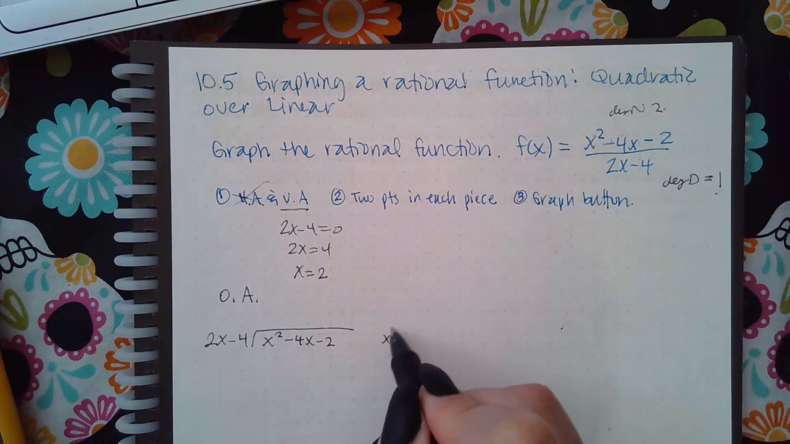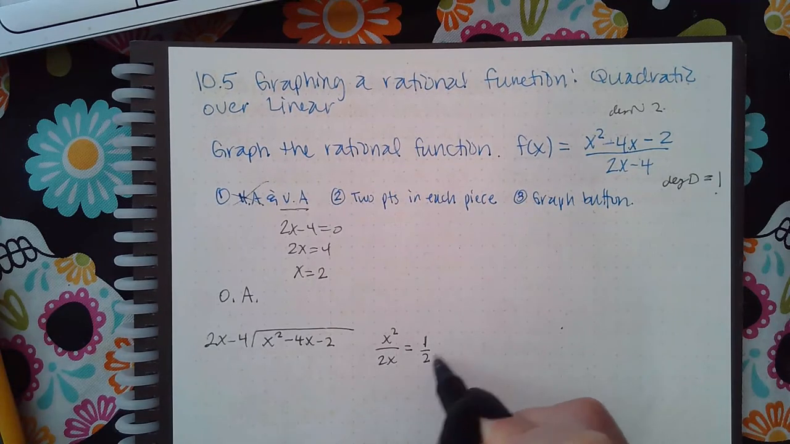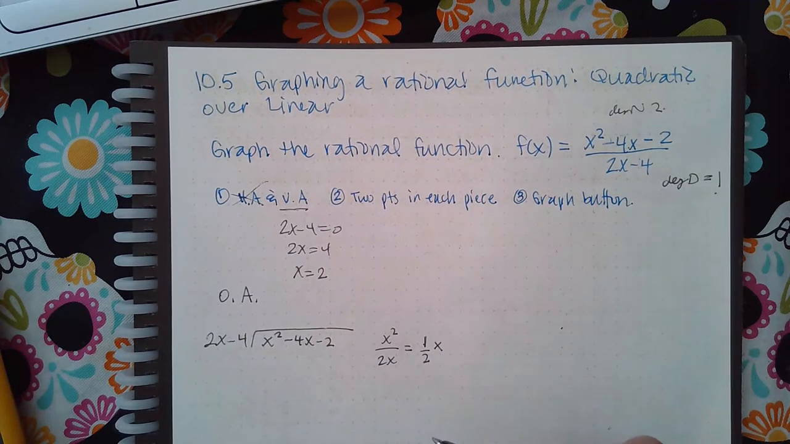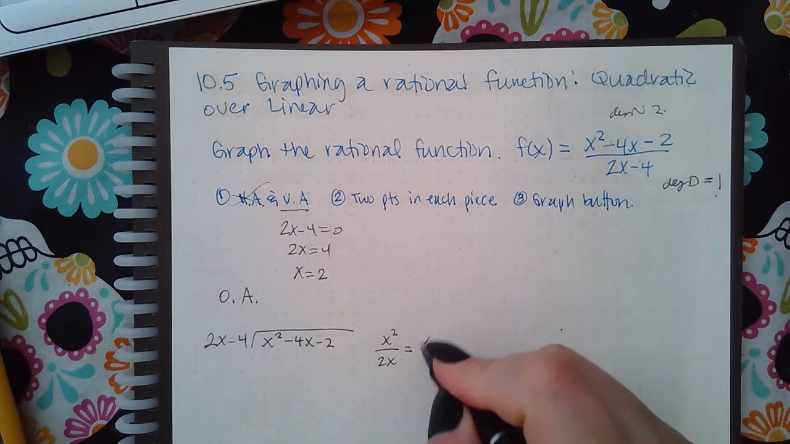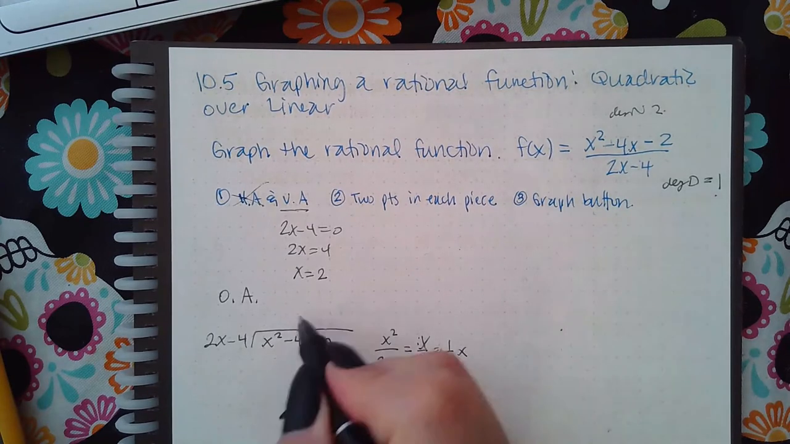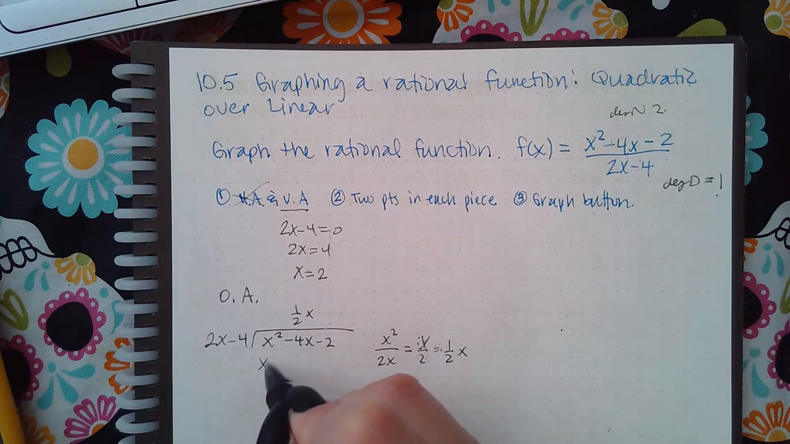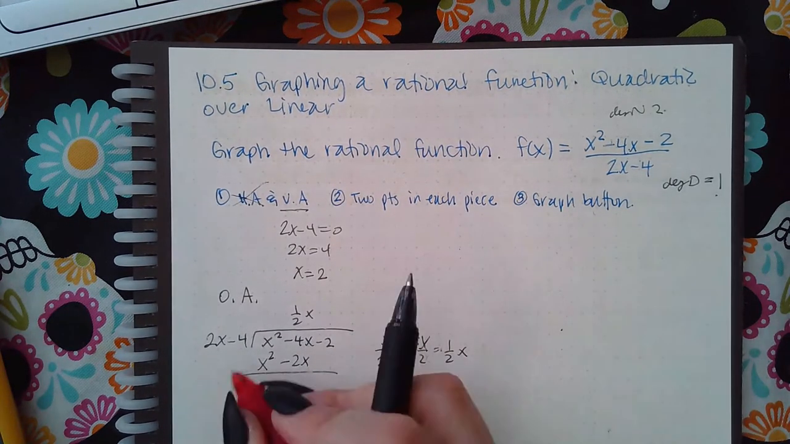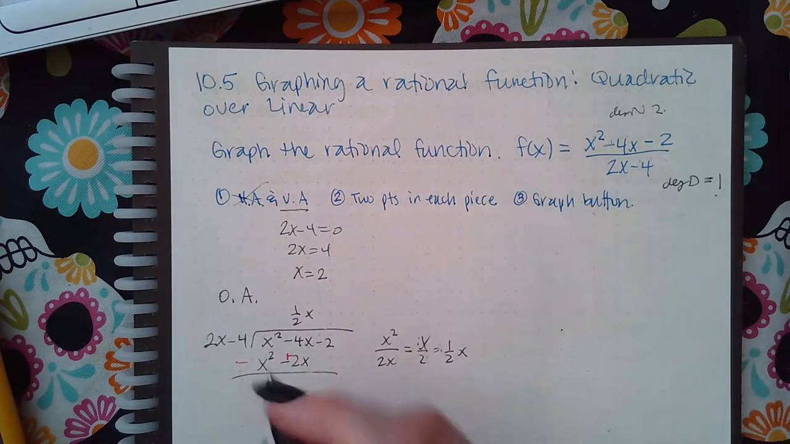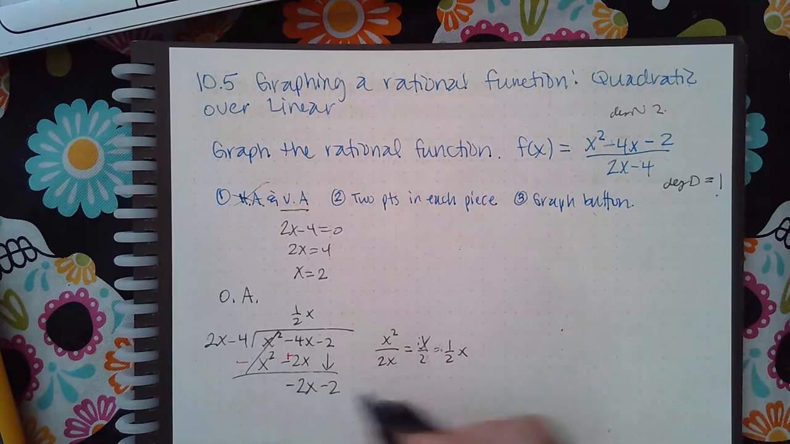So then x squared divided by 2x is going to give me x over 2, which can be written as 1/2 x. And then 1/2 x times 2x is x squared. 1/2 x times negative 4 is negative 2x. Then I have to change the sign. So those go away. I get negative 2x, bring down my next number.